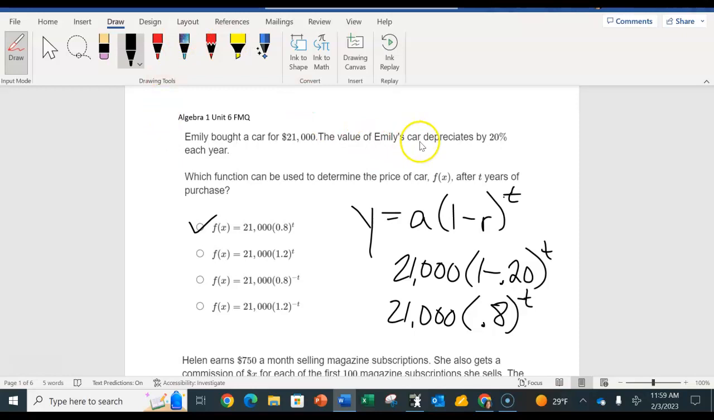Now, if it said that it gained value by 20%, it would be this function here, but because it depreciates, it's this one, okay? And very rarely are we going to use a negative exponent. Remember, a negative exponent means 1 over whatever that is, and would make that actually a fraction. So it's not going to be that. All right, we'll move on to the next one.